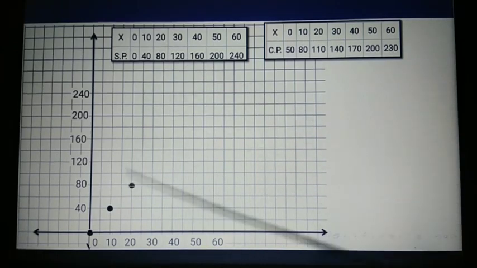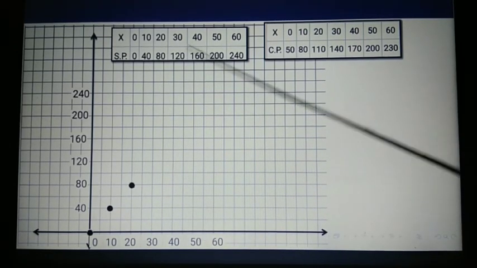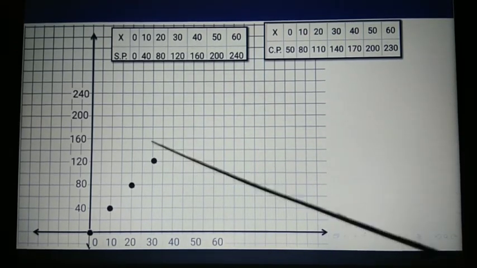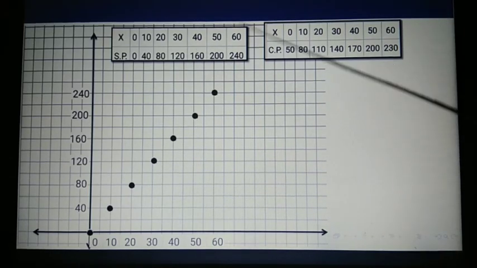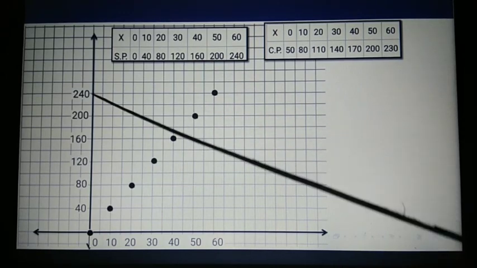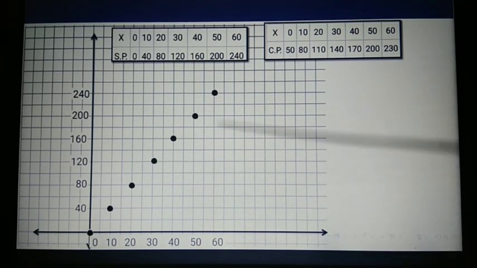Next is 20, 80. Right. So next is 30, 120. Right. Similarly, plot all these points till 60. Okay. So whenever x is 60, what is the value of y? Y is going to be 240. So this is 240. Fine.